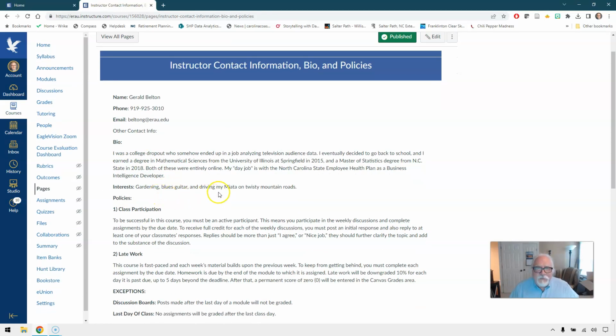It's a little bit out of date. My day job is still with the North Carolina State Employee Health Plan as a business intelligence developer, which says I do a lot of database stuff, and I use tools to make the database stuff look pretty for the managers. I am still interested in gardening and blues. I sold my Miata recently. I'm 6'2", and I'm getting older, and it was just getting to be too hard for me to get in and out of that car.